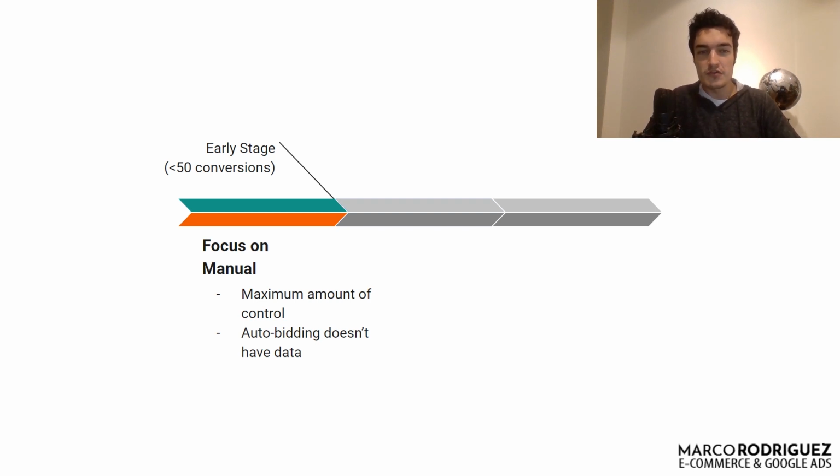In this stage, you should focus on manual because you have the maximum amount of control, and auto bidding doesn't have data anyway. Guys, that's something that you have to understand. Other than maybe maximize clicks, which is an exception here, if you use any sort of conversion-oriented auto bidding strategy like target CPA, target ROAS, or maximize conversions, it doesn't make any sense in the beginning because Google doesn't know what a conversion looks like for you, right? Without any conversions to tell Google, hey, that's a conversion, please give me more of this, it doesn't make any sense to use these bidding strategies in the first place.